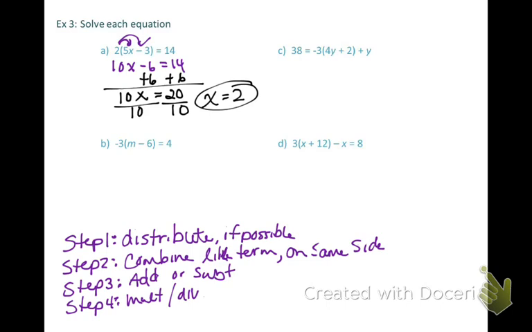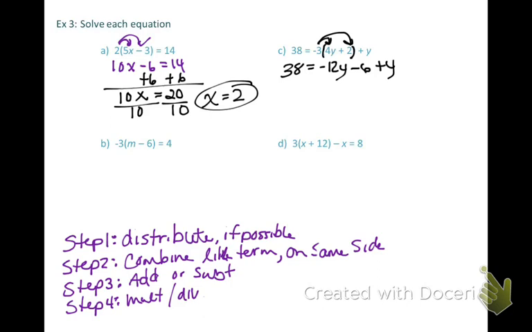I'm going to let you do B by yourself, but right now we'll do C. So on C, I still get to distribute. I'm going to distribute the -3. I'm going to leave 38 the way it is. So -3 times 4y is -12y. -3 times 2 is -6. And then plus y. The parenthesis ends after the 2, so do not distribute it past the 2.